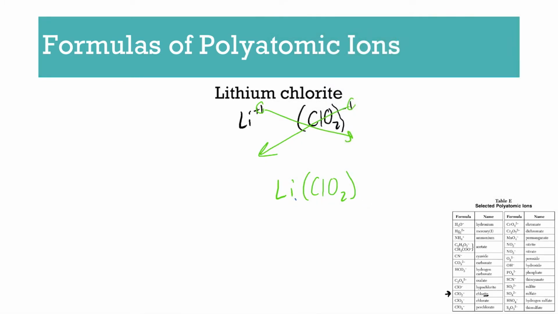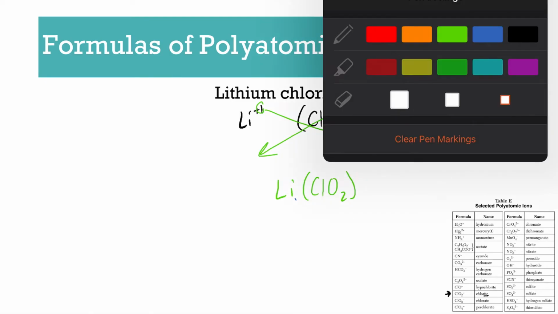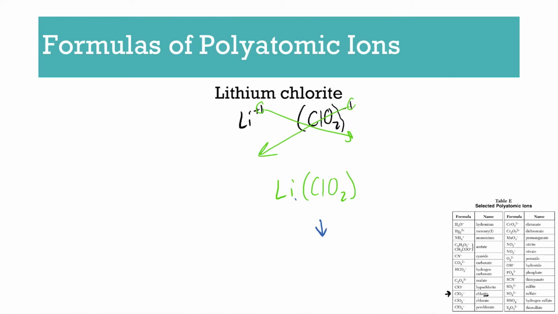Now, if you left it like this, that would be fine. Now, if you only have one of those polyatomic ions, you don't necessarily need the parentheses. So if you just wrote like that, that is also fine. But writing the parentheses around the polyatomic ions do come in handy if you have multiple of them.